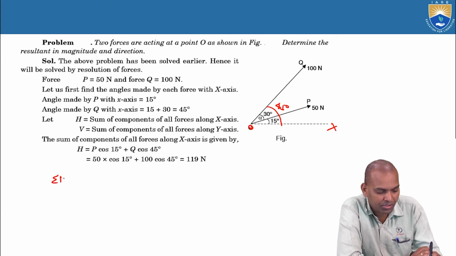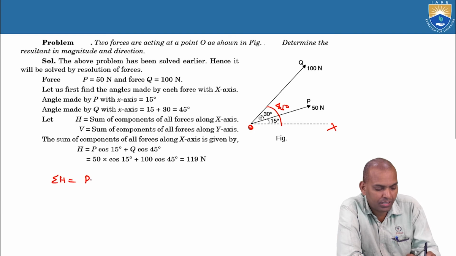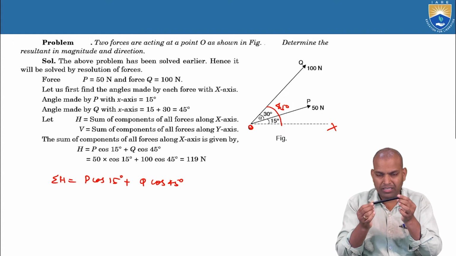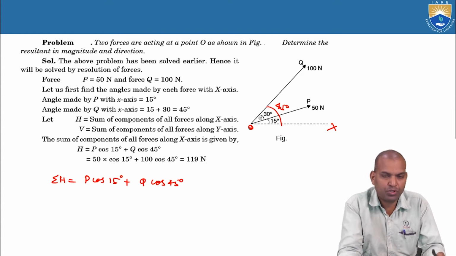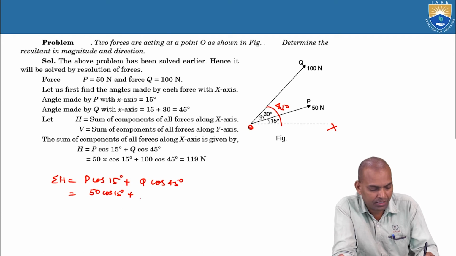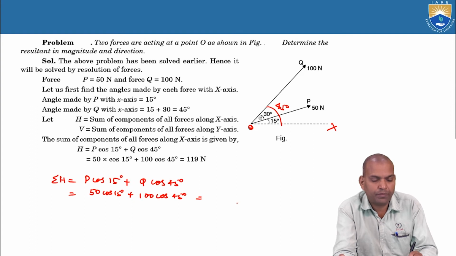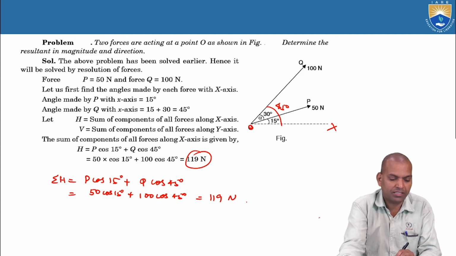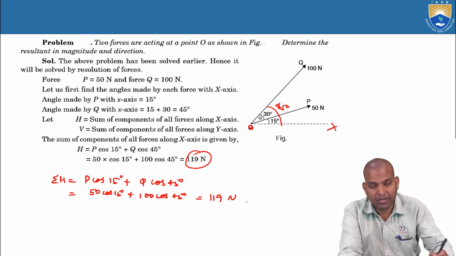What about sigma H? Sigma H equals P cos 15 degrees plus Q cos 45 degrees. The Q angle is with OX, you have to consider. Substituting P and Q: 50 cos 15 degrees plus 100 cos 45, which comes to 119 newtons. That is sigma H.